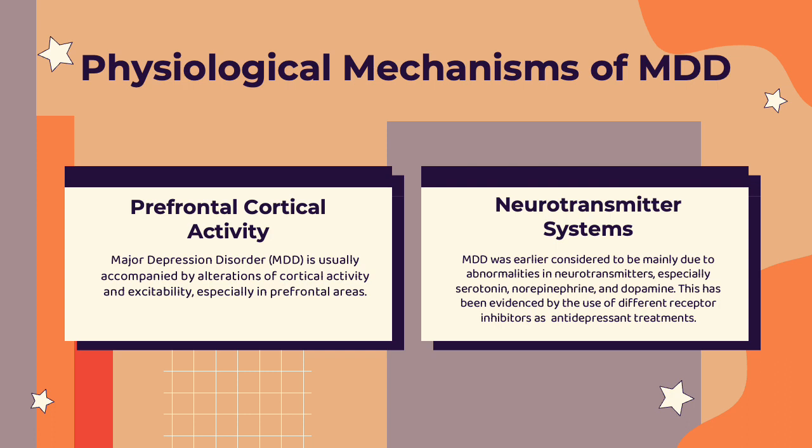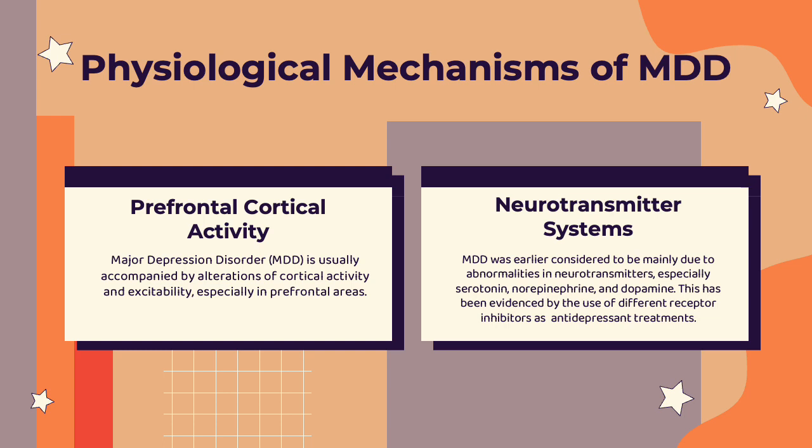In regards to prefrontal cortical activity, MDD is usually accompanied by alterations of cortical activity and excitability, especially in prefrontal areas. It has been demonstrated that the activity of the prefrontal cortex is pathologically altered in major depression, and some studies suggest an imbalance between right and left dorsolateral prefrontal cortex, also known as DLPFC, activity as an important causal factor for major depression.